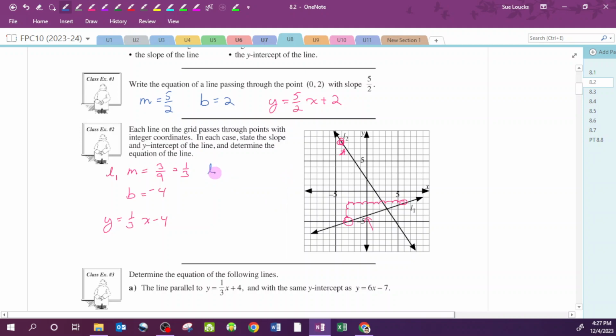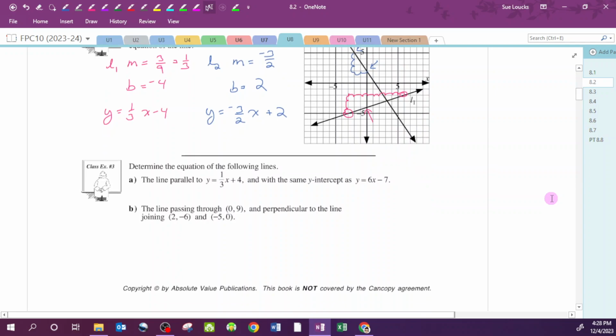Okay, and then line 2, my slope is going to be negative this time because it's going down, and the points that I did in my notes were this one here and this one here. So my slope is 1, 2, 3, so -3 over 2, and my y-intercept is 2. So my equation is y equals -3 over 2 x plus 2. Okay, now we get a little bit trickier.